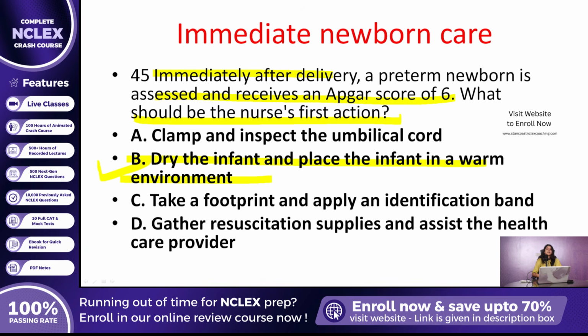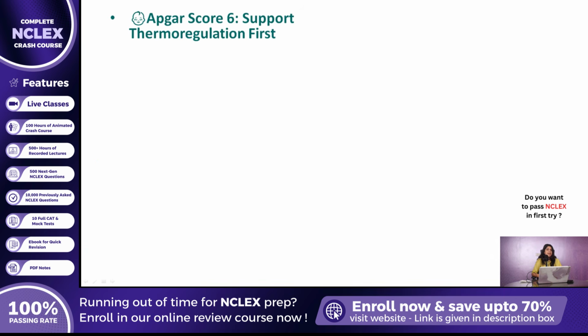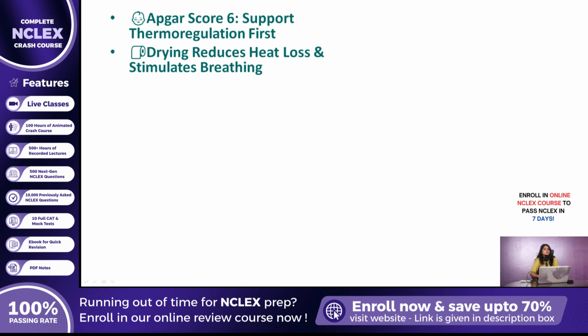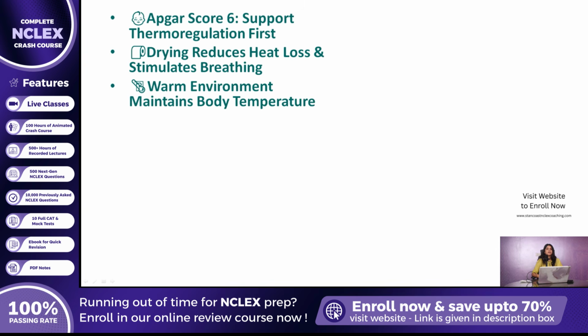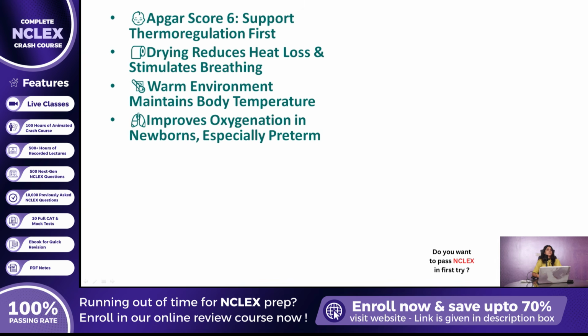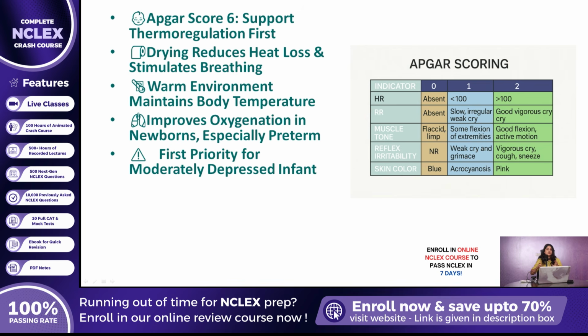An Apgar score of 6 indicates moderate depression and signals the need for prompt supportive interventions. The nurse's first priority is to support thermoregulation and stimulate breathing. Drying the newborn helps reduce evaporative heat loss, and providing a warm environment, such as using a radiant warmer or skin-to-skin contact, ensures the infant maintains body temperature. This action also promotes more effective oxygenation, which is especially important for preterm infants with immature thermoregulatory systems.